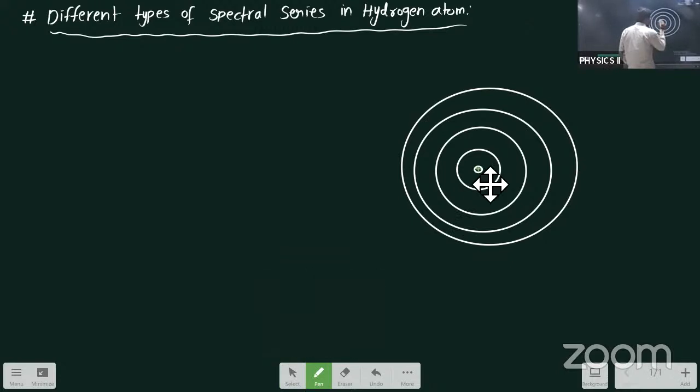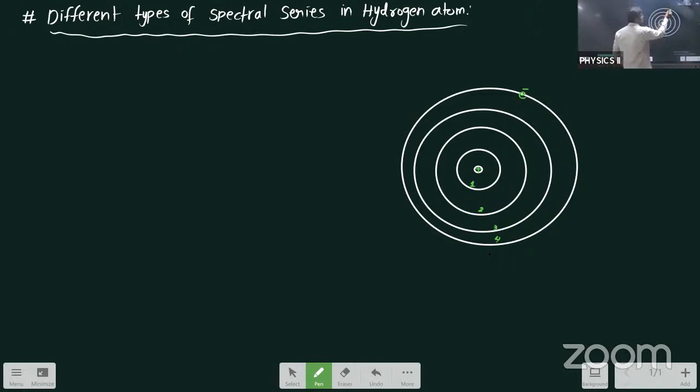The nucleus has positive charge. Let us assume that there is one electron revolving in this orbit. This is the n equals 1 level, this is the second level, this is the third level, this is the fourth level. Whenever the electron is revolving in the fourth level, it will not stay there for its entire lifetime. It will eventually come to the ground state after 10 power minus 8 seconds.